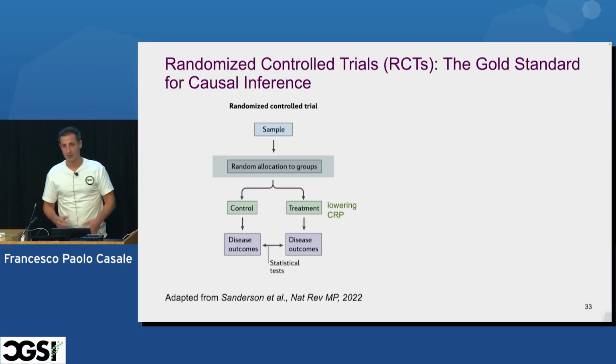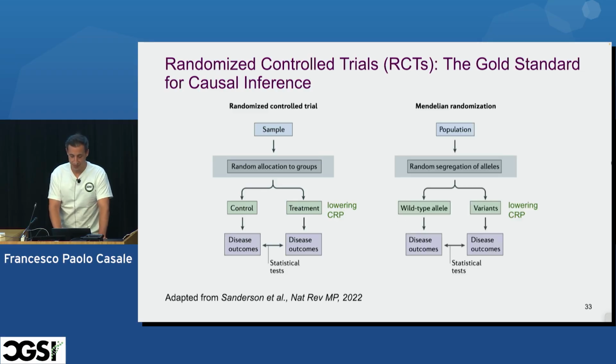In this case, you take your samples, you randomly allocate your samples into two groups: a control group, they get the placebo, and a treatment group. They get a drug that lowers C-reactive protein, and you can do a statistical test to assess if there are differences in the disease outcome between these two groups. And if you see this difference, because the randomization breaks the correlation with the confounders, if you see a statistical difference, then you have evidence of causality, in this case of C-reactive protein, which is the trait that is targeted. And very similarly, we can do the same thing with Mendelian randomization.